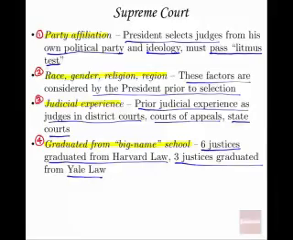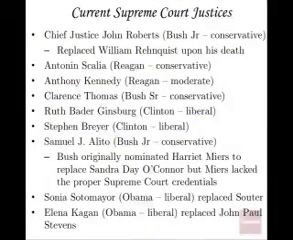So the current Supreme Court justices, again, the AP test is not really a test of current trivia, but again, it's good to know just the idea of some of the characteristics of Supreme Court justices. The current Chief Justice is John Roberts. He was a George W. Bush appointee. He was a conservative, and he was going to be just an associate justice, but basically he was replaced as a candidate to replace William Rehnquist, who had passed away.